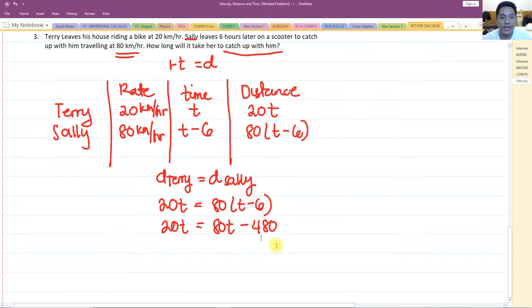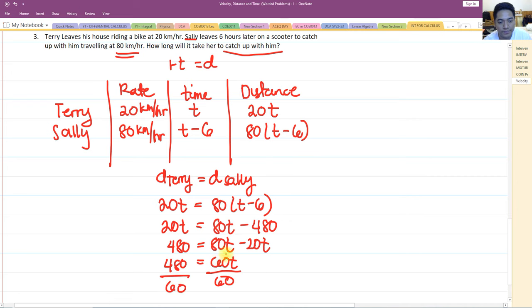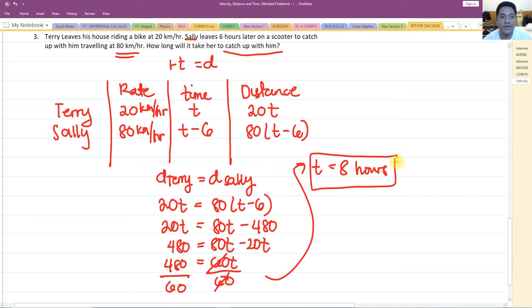Due to 8 times negative 6. So if we transpose this, this becomes 480 positive. And if we transpose 20t from the left side to the right side, it becomes negative 20t. So you have 60t, and then you have 480. Divide both sides by 60. And the 60s will cancel, giving you a time of 8 hours to reach Terry.